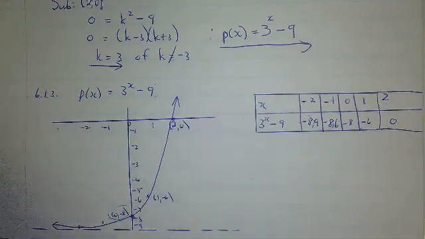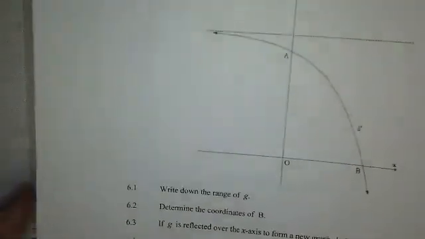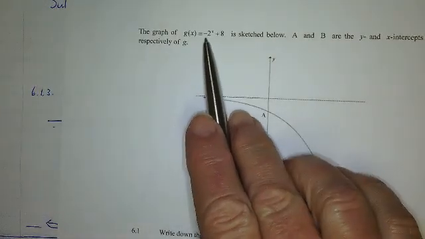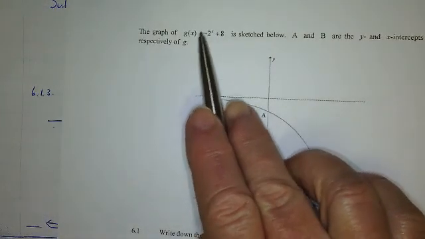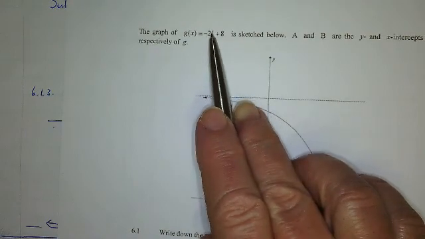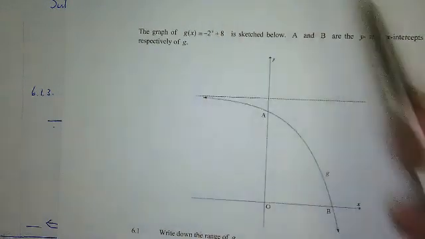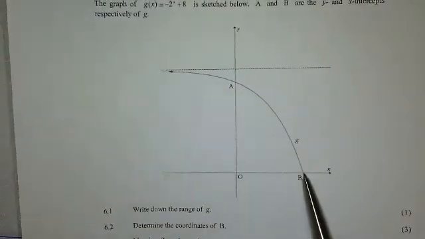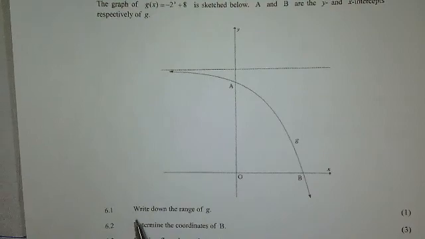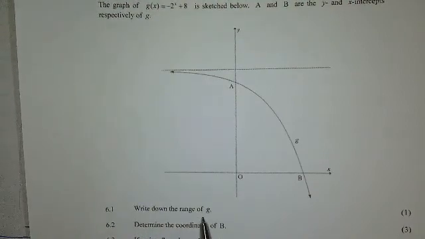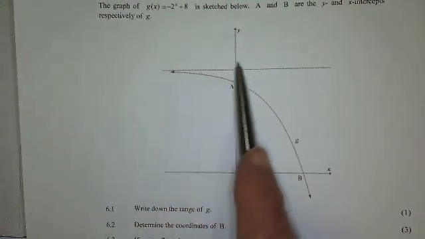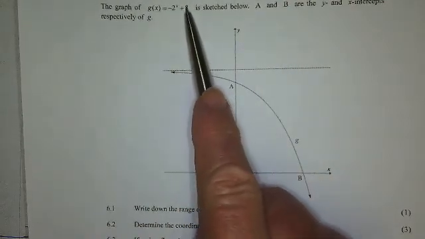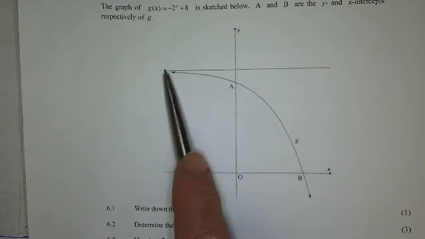If I look at the next question, now the graph is given to you. They stated that it's negative 2 to the x plus 8. Now that's exponential once again, because the x is in the exponent. Then they also say that a will be the y-intercept and b will be the x-intercept. First question, once again, write down the range. Now what do you know about this dotted line? It's the asymptote. The asymptote is the q value, so that means that's the 8.